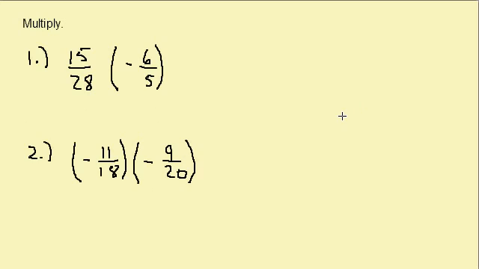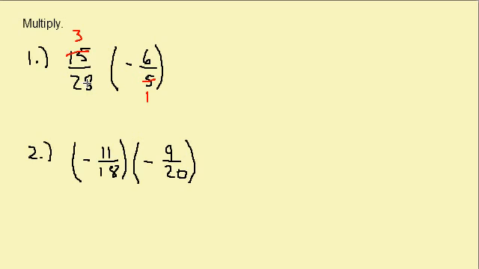Alright. Now let's look at this one. We have 15 over 28 times negative 6 over 5. Now, before we multiply, let's reduce some things first. Notice here we have 15 in the numerator, and down here we have a 5 in the denominator. Well, these two can cancel. Whatever's on top, you can cancel with what's on bottom. So 5 and 15 will cancel. 5 goes into 5 one time. 5 goes into 15 3 times.